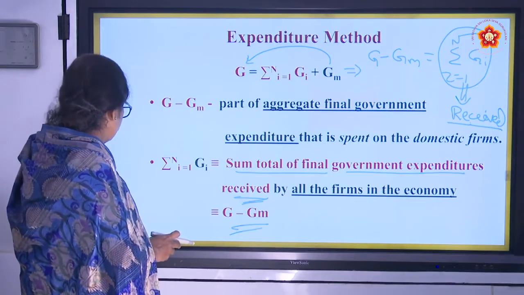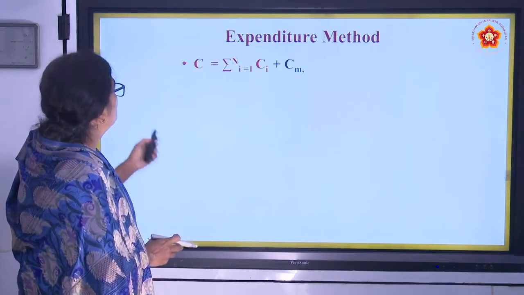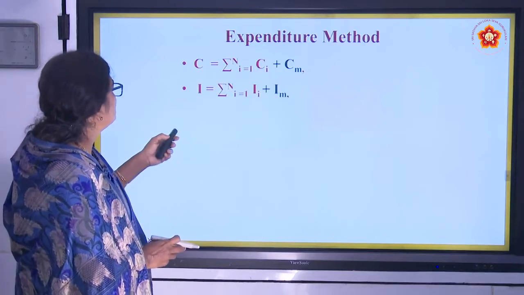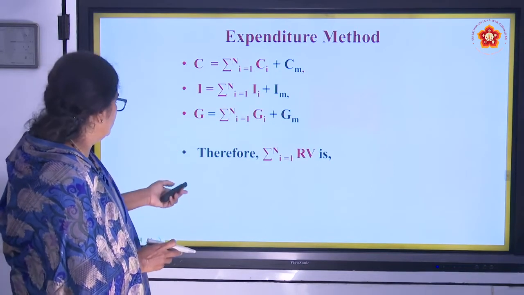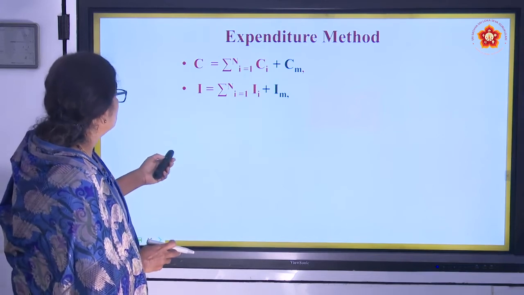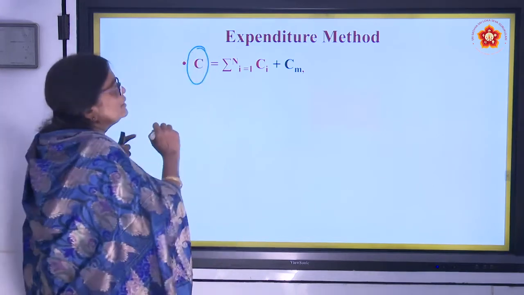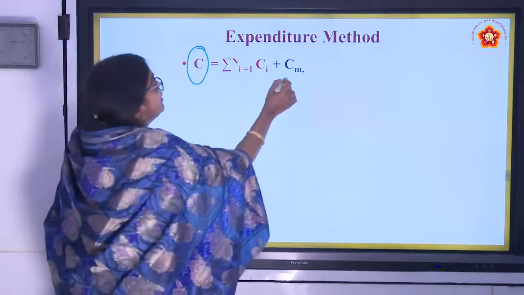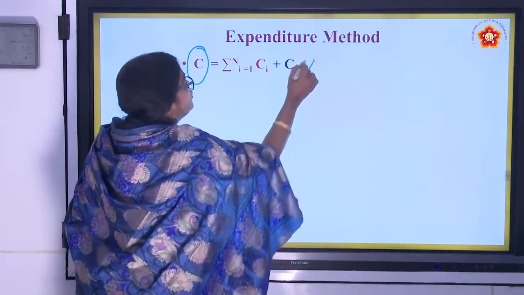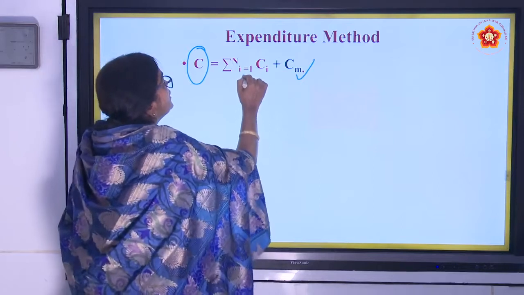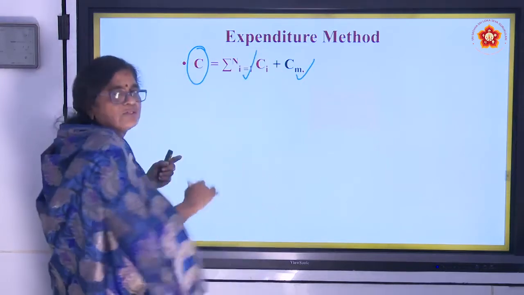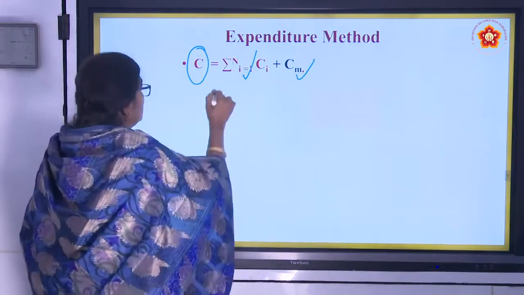And the next one, we can write all these formulas like this. We have already seen this, because we can write that total consumption expenditure in the economy is consumption expenditure on imports plus consumption expenditure on all the firms. That is denoted like this.